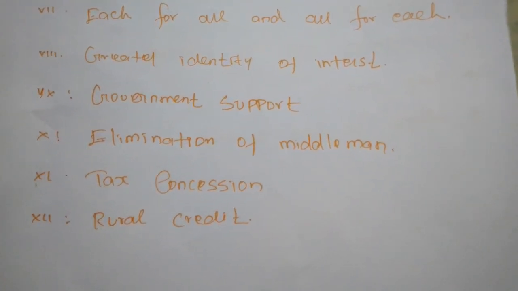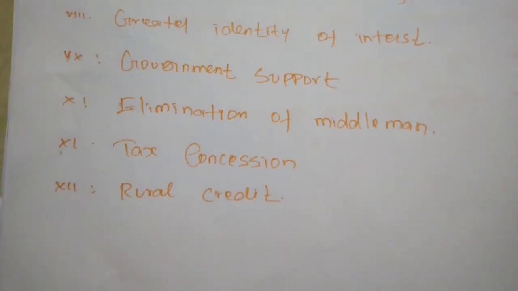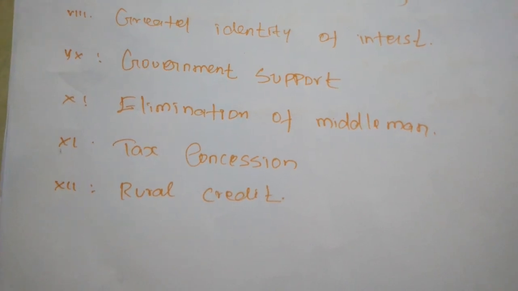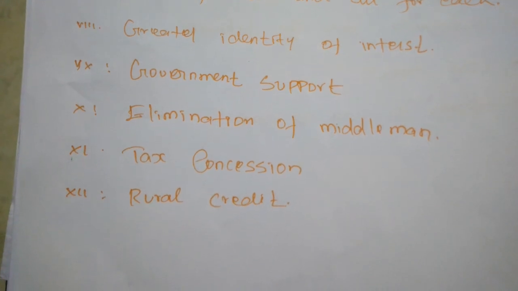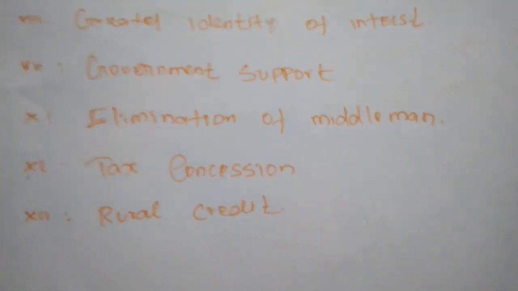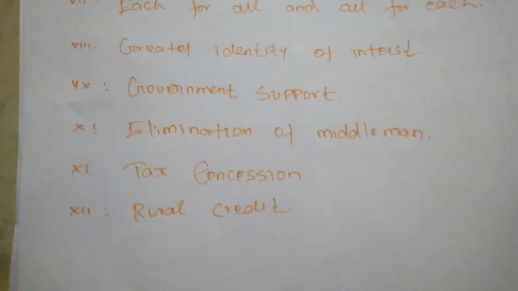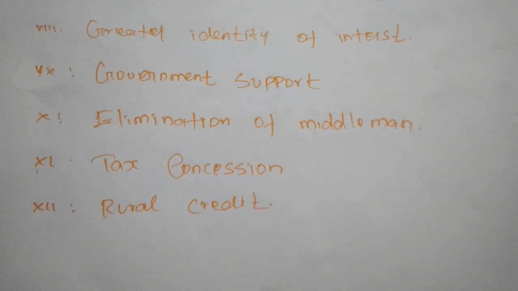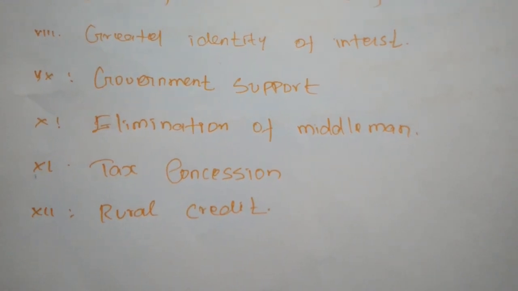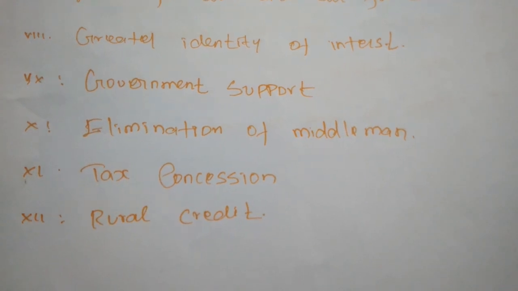Next, tax concession. To promote the cooperative movement, and also because it is a non-profit enterprise, the government provides various exemptions and tax concessions. The products produced and sold in these cooperative organizations will get tax concessions. Some of the sales tax and income tax will also be removed by the government.